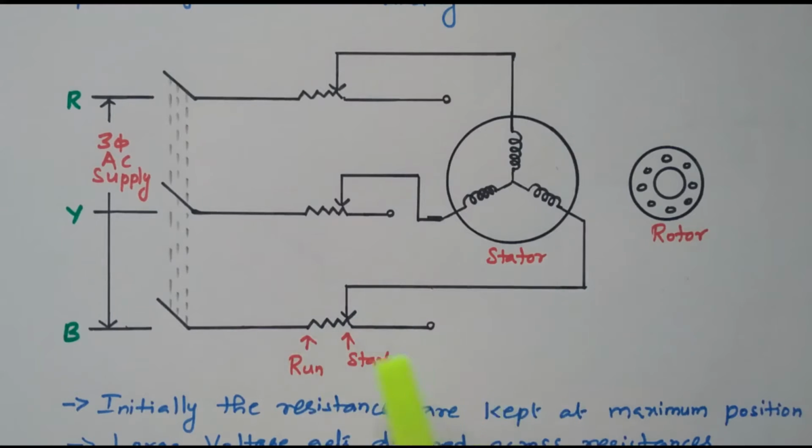So initially the resistor is added, so the voltage applied to the stator is limited in order to limit the high starting current. Thereafter the resistor is slowly decreased and the applied voltage gradually increases, so that the current taken by the motor also increases.